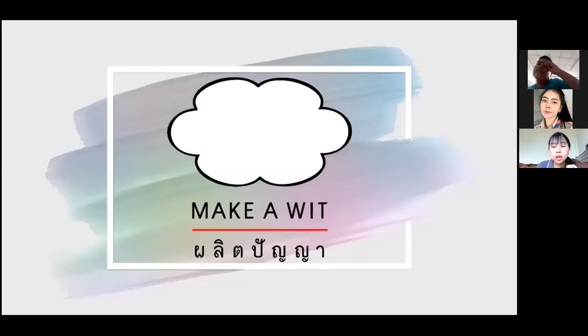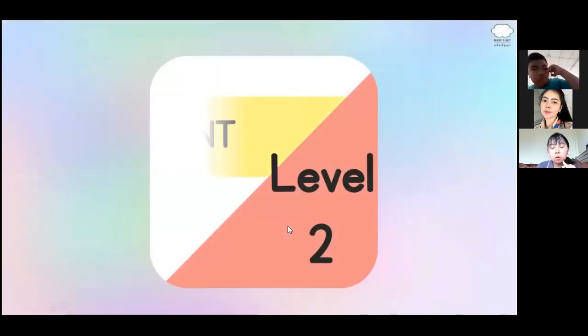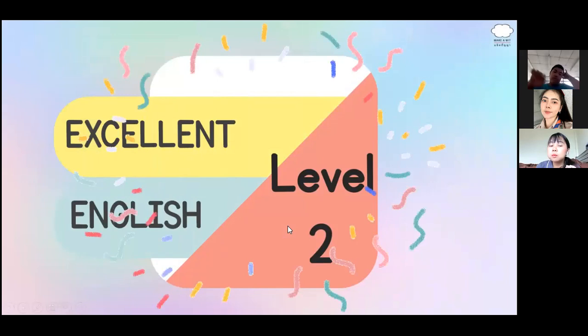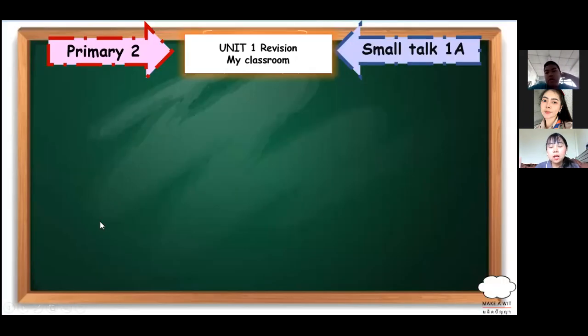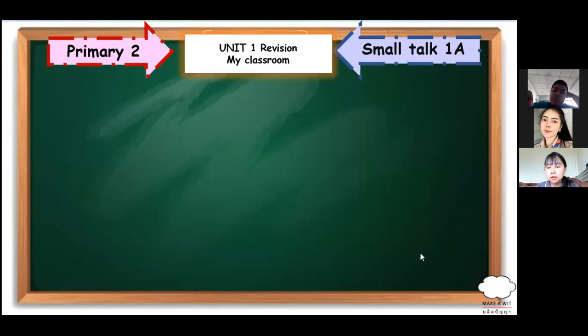Unit 3. The book that we are using today is called Excellent English. Now, let's review small talk from Unit 1 and Unit 2 together.